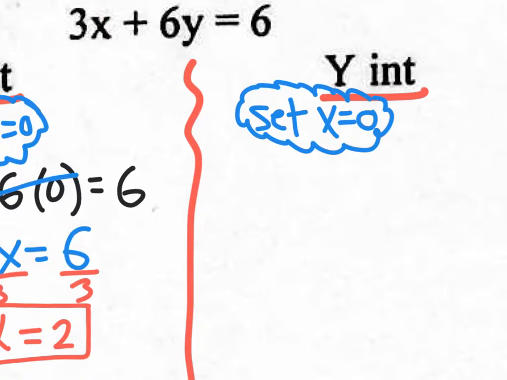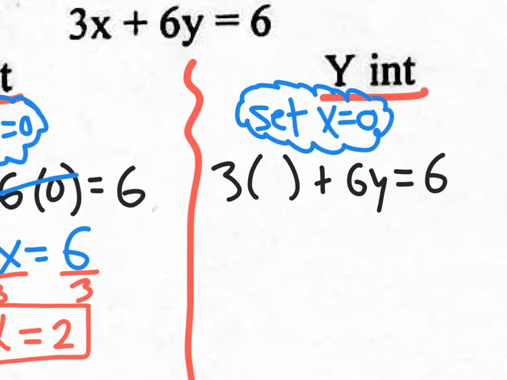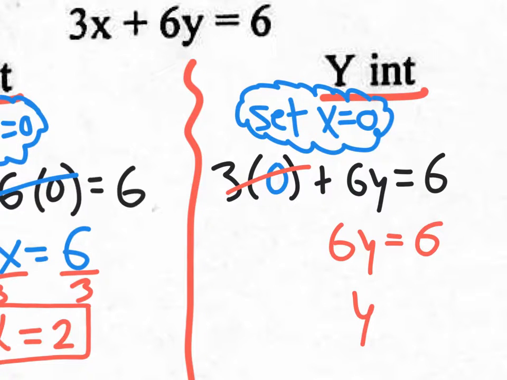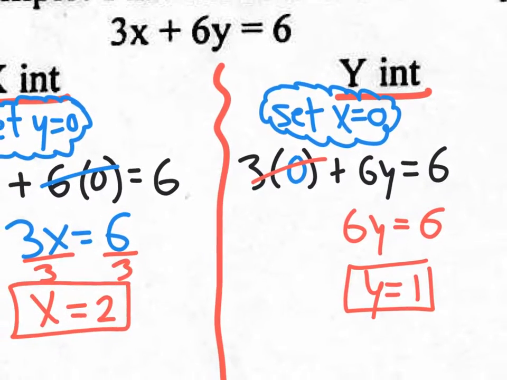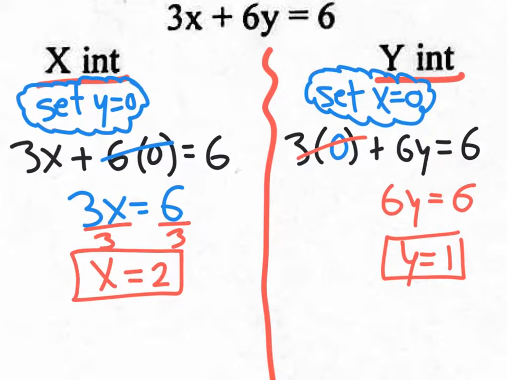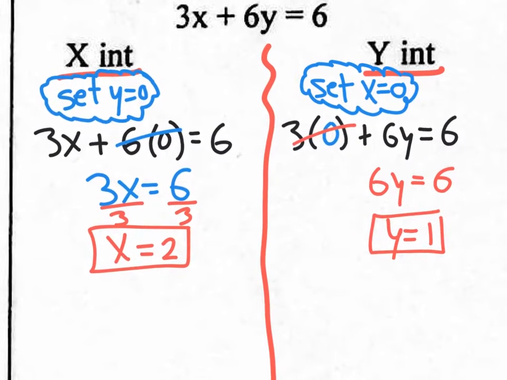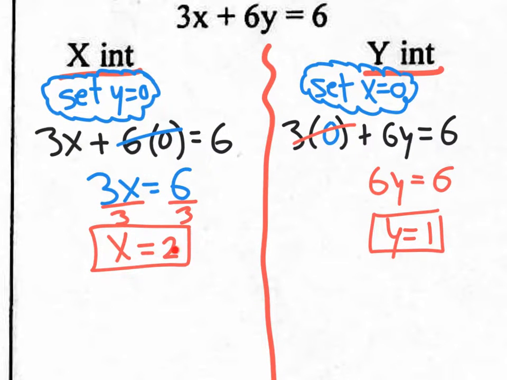Here's my x. I want to put a 0 right there. It's going to be 3 times 0 plus 6y equals 6. So put a 0 right in there and work this out. You're going to get nothing, which is 6y equals 6, which means y equals what? 1. Now, ladies and gentlemen, we have found the x-intercept and the y-intercept. Now, this is the location of where your line is going to cross your x-axis. This is the location of where your line is going to cross the y-axis.